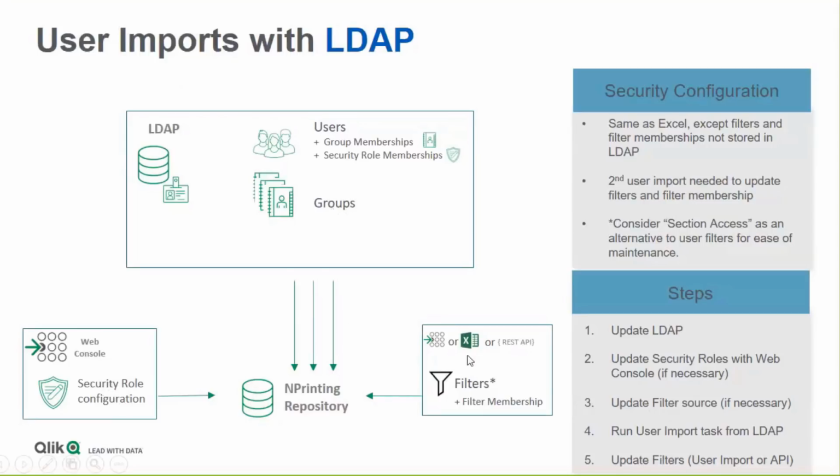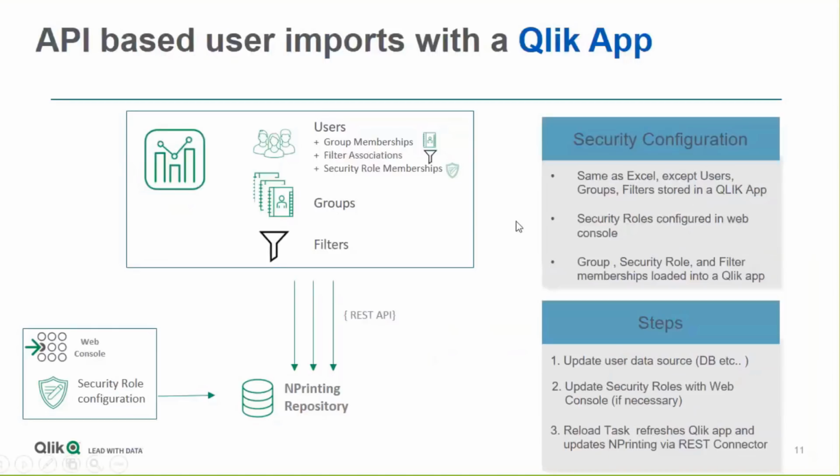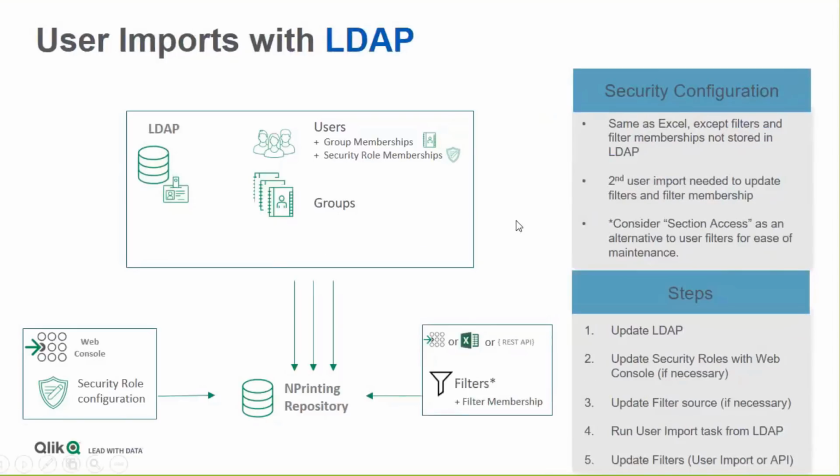Now on the right-hand side, what we didn't do is do any user filters. User filters are not typically stored in an NPrinting repository. And for that reason, we'll have to do an extra step if we want to do user filters. If we don't want to do a second step to do the user filters, we can easily just apply section access security as an alternative to NPrinting user filters. In the next demonstration, we'll go back to doing an Excel import.